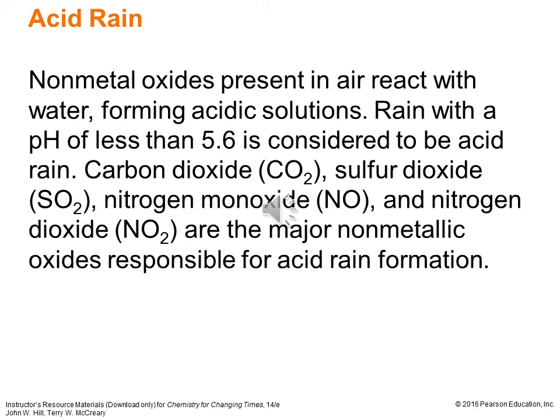Okay, so looking at that acid rain problem we talked about, it's really the non-metal oxides, which are acidic anhydrides. Because they're present in the air, if they can react with water in the air, they can form acidic solutions, right? They're anhydrides, so if they react with water, they're going to form the acids. Rain with a pH of less than 5.6, we said 5.6 is normal because that's atmospheric carbon dioxide.